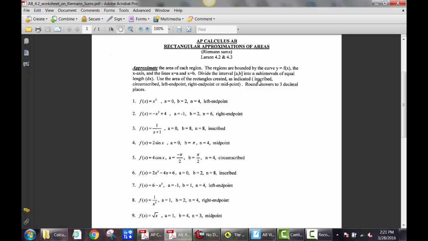Now the 5 choices are either inscribed, circumscribed, left endpoint, right endpoint, or midpoint, and they have to tell you which one you're using. And round your answers to 3 decimal places. Okay, so each one of them will tell you what kinds of rectangles you're using.